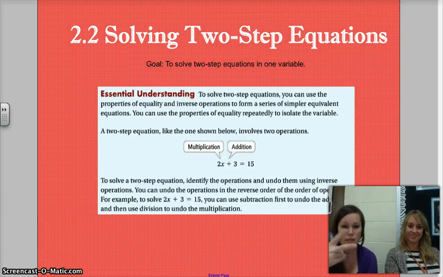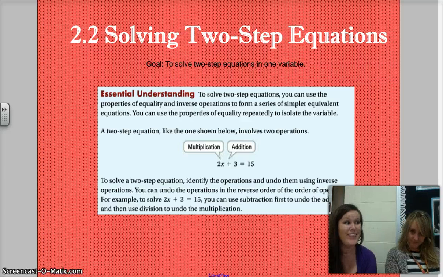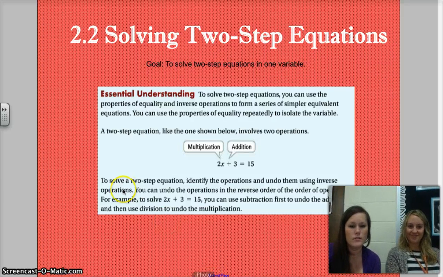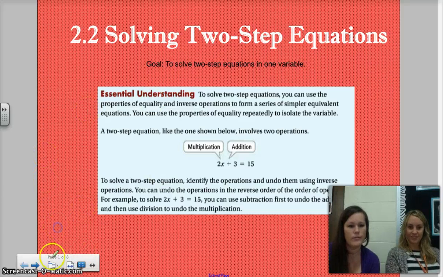So now we're going to do two steps. So we may add, subtract, then multiply, divide. Same concept applies. You just undo whatever operation is shown. And you're always going to start with the adding and subtracting.